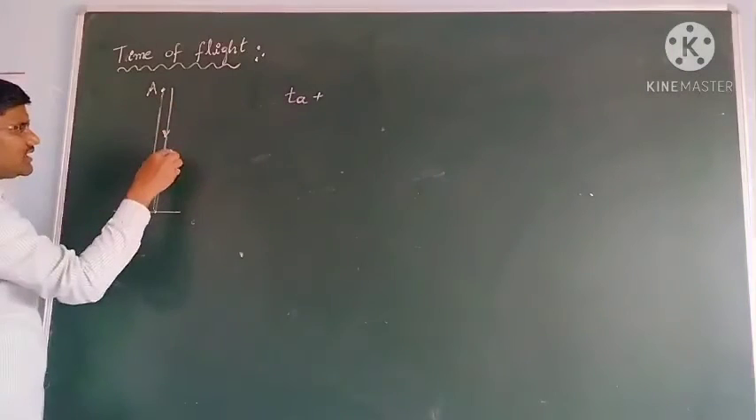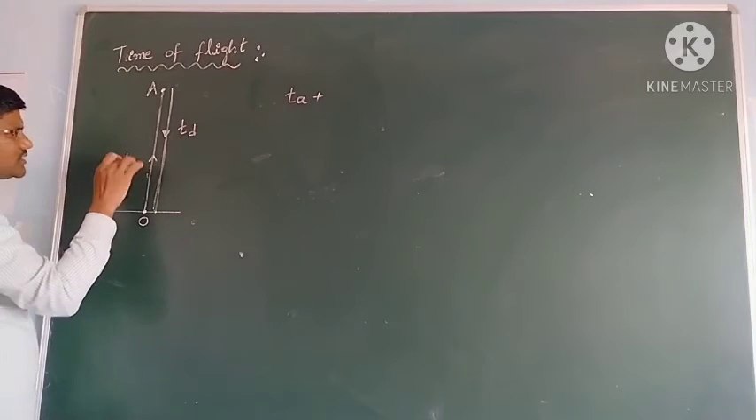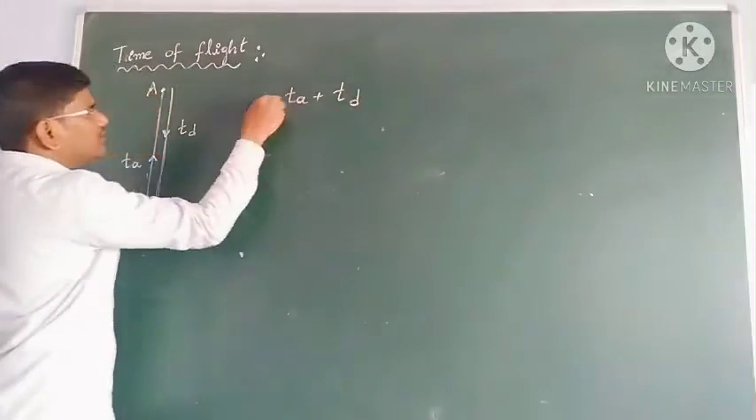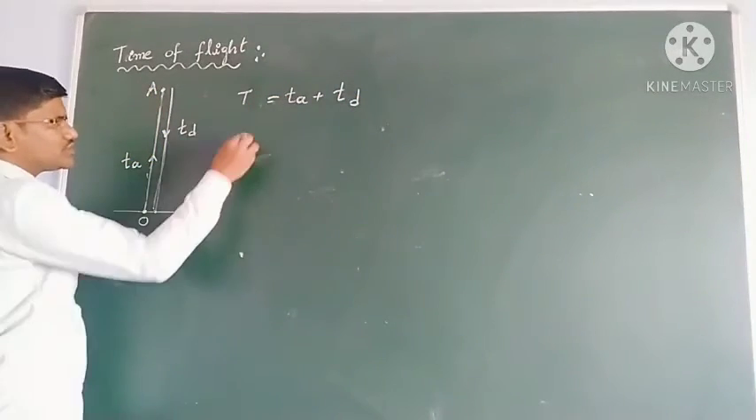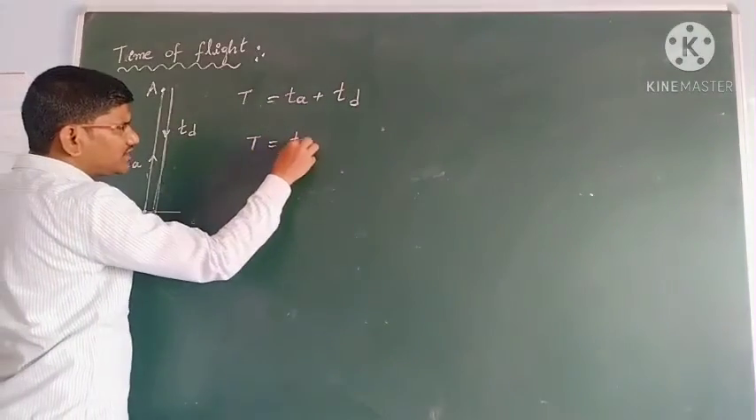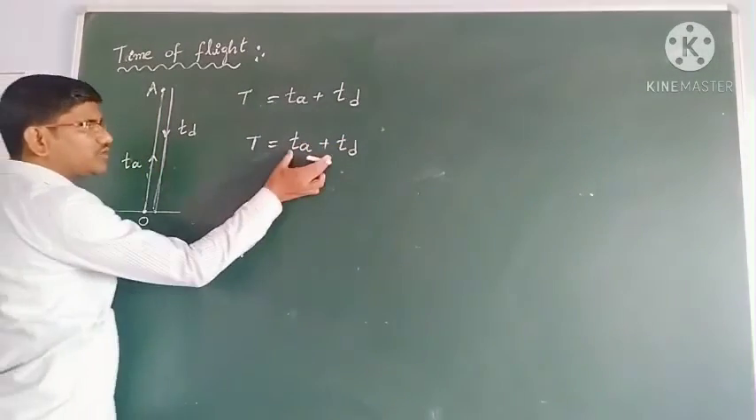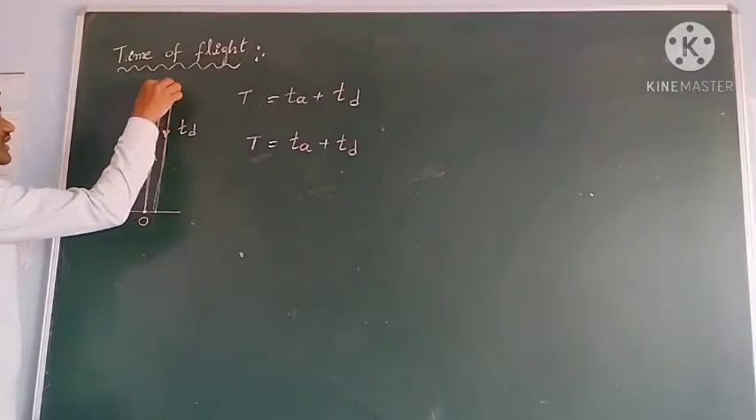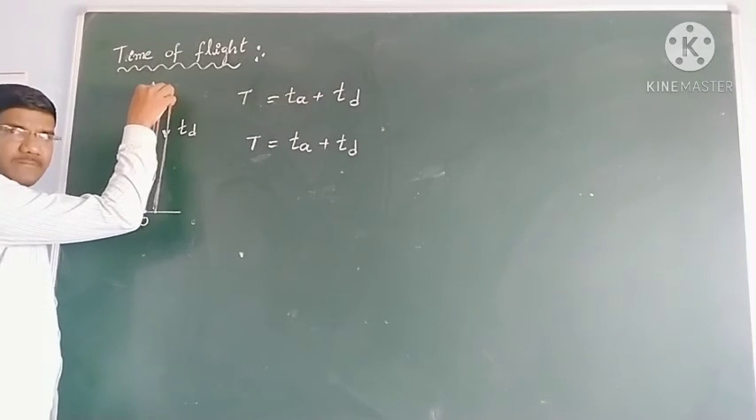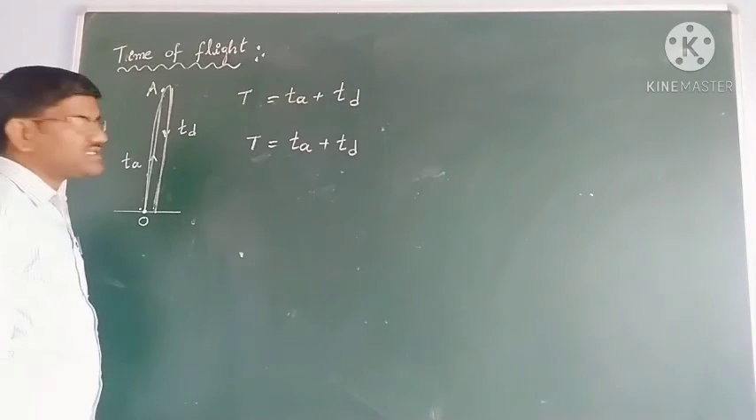So in the downward journey, the time taken is called time of descent, and the time taken to reach this maximum height is called time of ascent. Ascent plus descent is equal to the time of flight. So the time of flight T is equal to time of ascent plus time of descent. It is the total time, how much time it remains in the air. During the upward journey it remains in the air, and during the downward journey also it remains in the air. So the total time we call the time of flight.